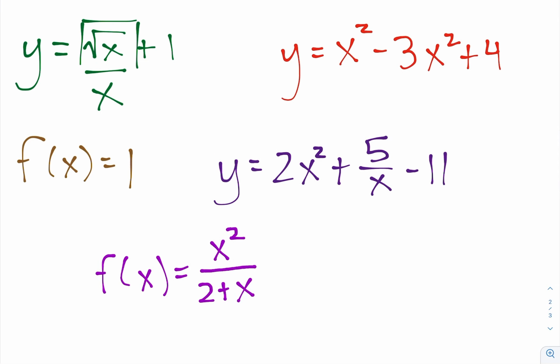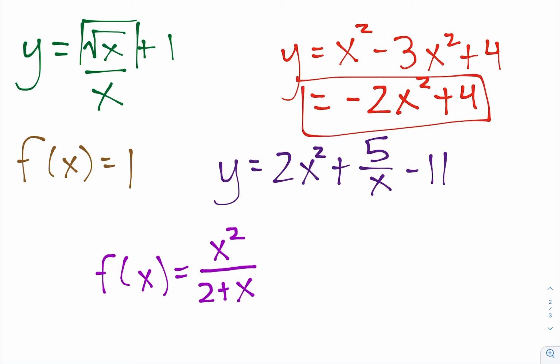Okay, let's move on to this red one right here. Y equals x squared minus 3x squared plus 4. So we can simplify this, right? We get x squared minus 3x squared. If we have 1 of something and we take away 3 of that thing, that means we have negative 2x squared plus 4. I always like to do that just to make it a bit simpler. So this is the same thing as what we started with.